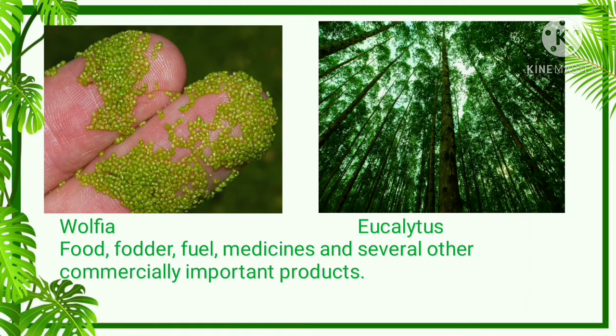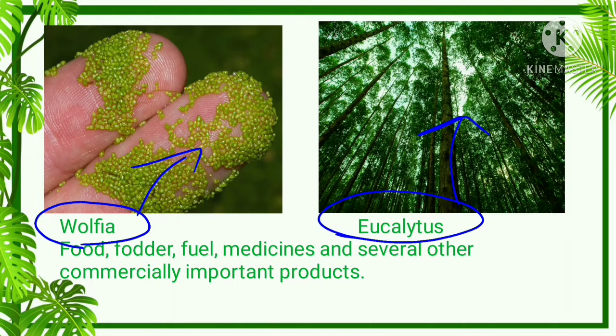Angiosperms are a large group of organisms which exist in diverse habitats. They range in size from microscopic Wolfia to eucalyptus, which grow more than 100 meters.